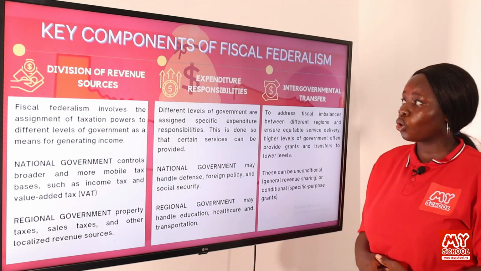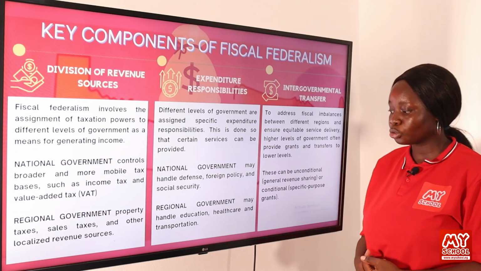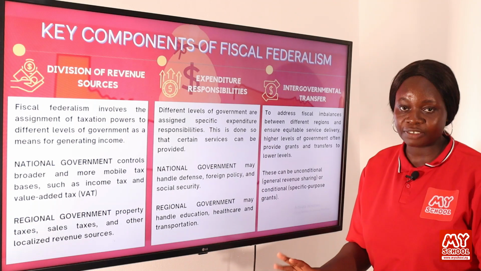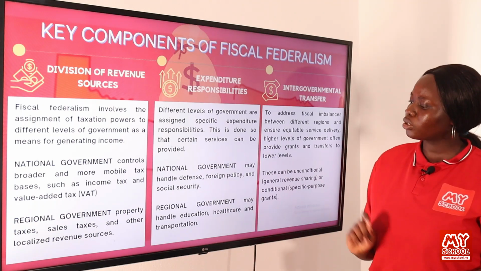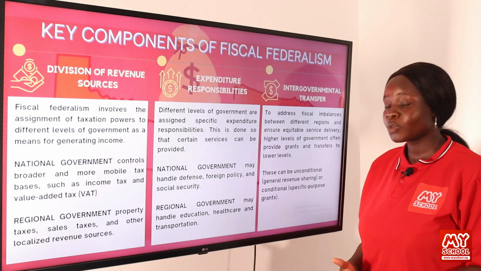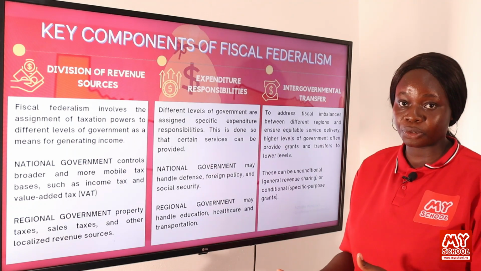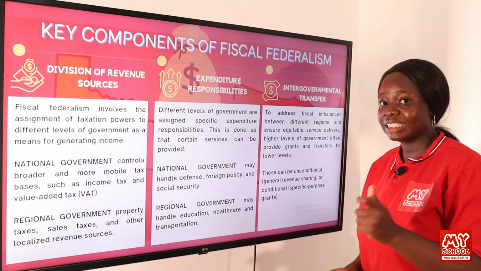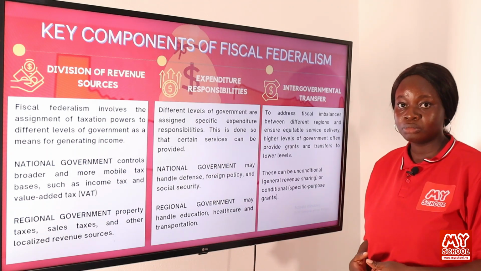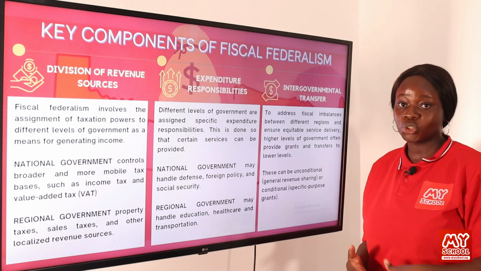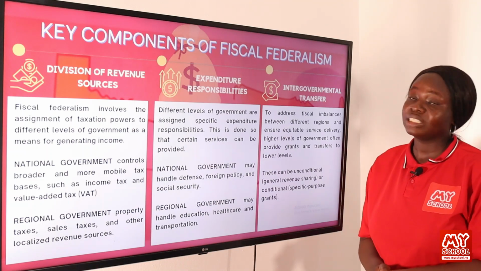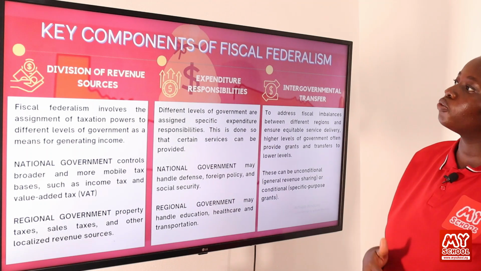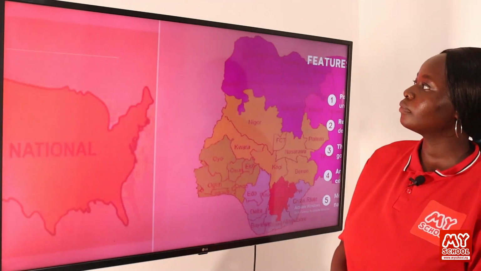When we are talking about unconditional transfers, we are talking about those transfers that are usually given without expecting anything in return from the state governments. But when you are talking about conditional transfer, you are giving out money to these various state governments with the expectation of something in return, maybe an essential service or even revenue. So these are the key components of fiscal federalism. Now let's move on to the next slide.